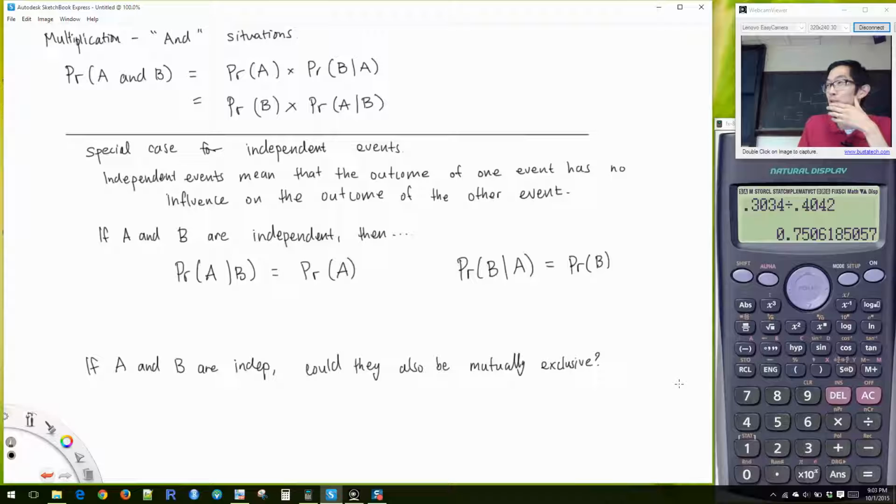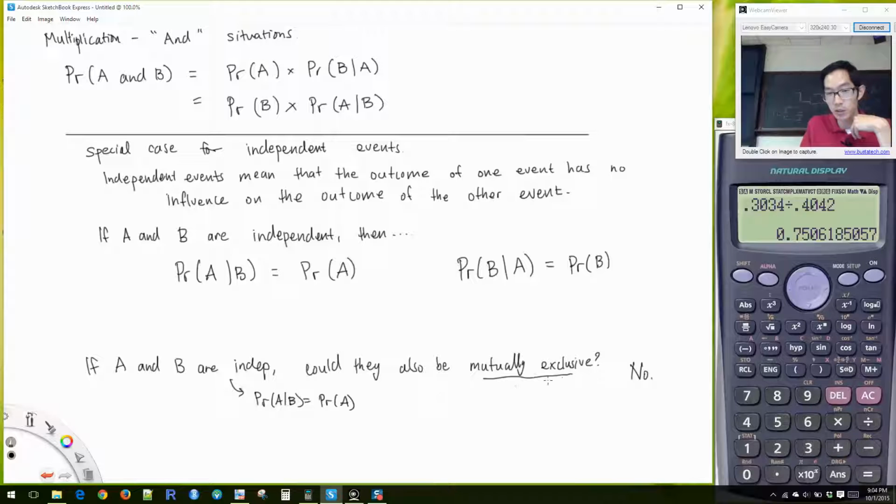Yes, no, maybe? And the answer is no, okay? The answer is no. Why? Because if we know they are independent, then what's the case? Probability of A given B is equal to the probability of A.